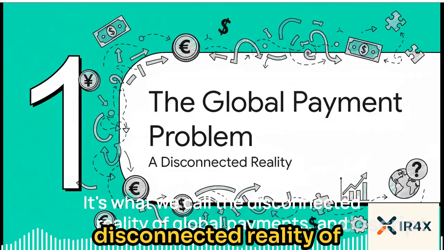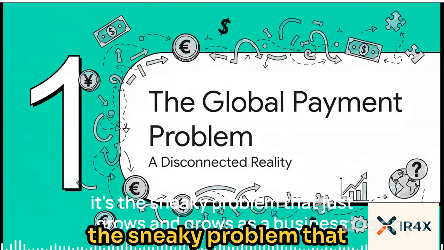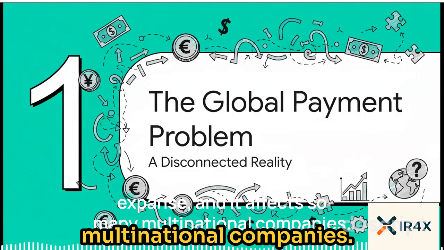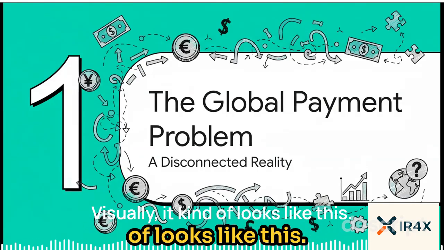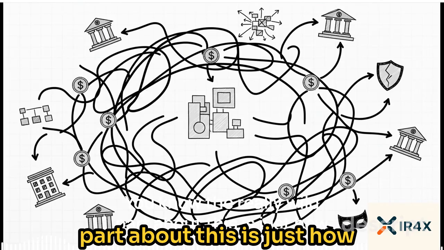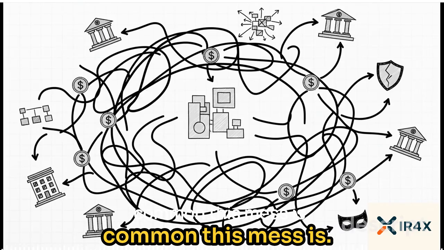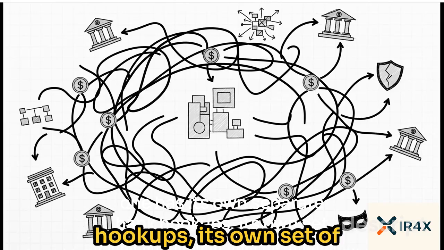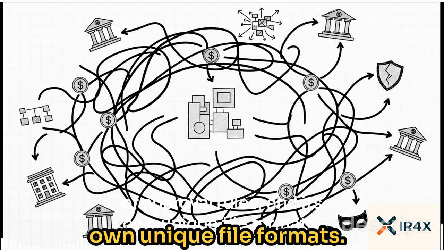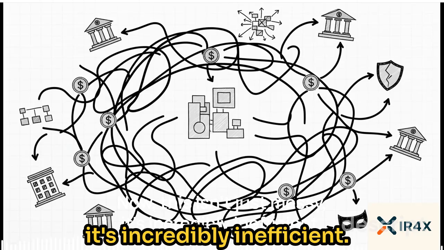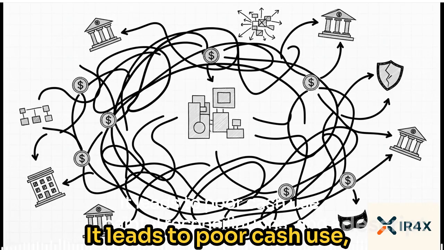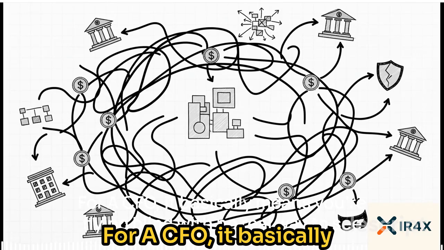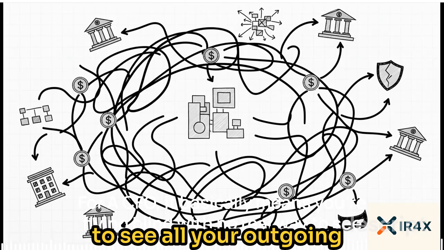It's what we call the disconnected reality of global payments. And it's this sneaky problem that just grows and grows as a business expands, and it affects so many multinational companies. Visually, it kind of looks like this. You know, the really wild part about this is just how common this mess is. You've got different entities, different countries, and each one has its own separate bank hookups, its own set of approval rules, and its own unique file formats. Now, this isn't just messy, it's incredibly inefficient. It leads to poor cash use, painful reconciliations, and a much bigger target for fraud. For a CFO, it basically means you're flying blind, with no real way to see all your outgoing cash in one place.